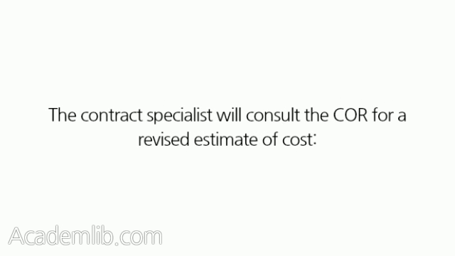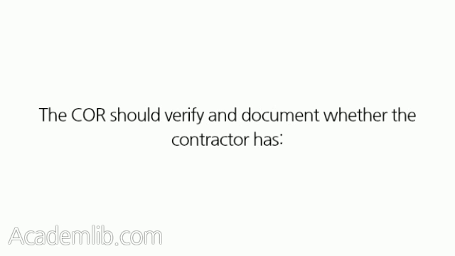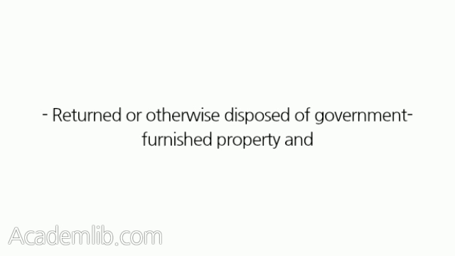The contract specialist will consult the COR for a revised estimate of cost, to pay for any pending claims, and to identify the amount of excess funds remaining, if any. 3. Verifying the return or disposition of government property. The COR should verify and document whether the contractor has returned or otherwise disposed of government-furnished property and properly disposed of classified material.